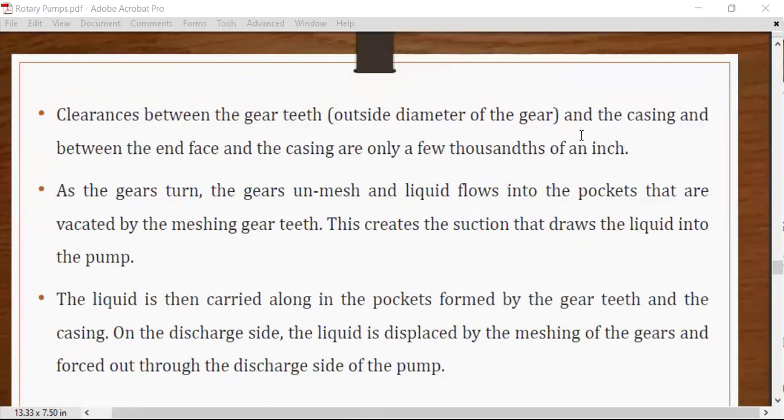Clearances between the gear teeth, the outside diameter of the gear and the casing, and between the end face and the casing are only a few thousandths of an inch. As the gears turn, the gears unmesh and the liquid flows into the pockets that are vacated by the meshing gear teeth. This creates the suction that draws the liquid into the pump. The liquid is then carried along in the pockets formed by the gear teeth and the casing. On the discharge side, the liquid is displaced by the meshing gears and forced out through the discharge side of the pump.